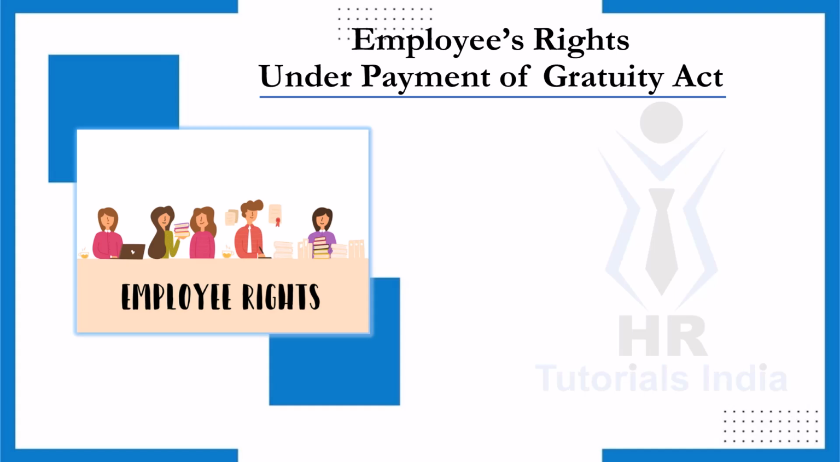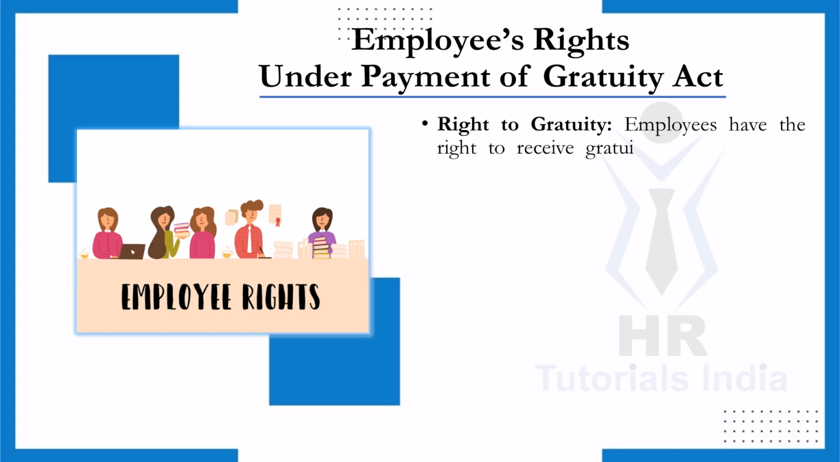Under the Payment of Gratuity Act 1972, employees are granted several important rights that safeguard their interests regarding gratuity payments. Right to gratuity. Employees have the right to receive gratuity once they have completed a mandatory period of continuous service, which is typically 5 years. This entitlement provides financial security and recognizes their long-term commitment to the organization.